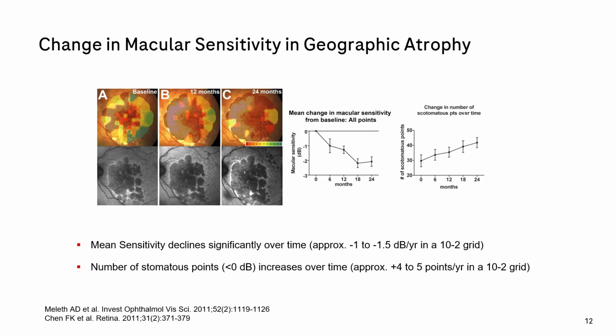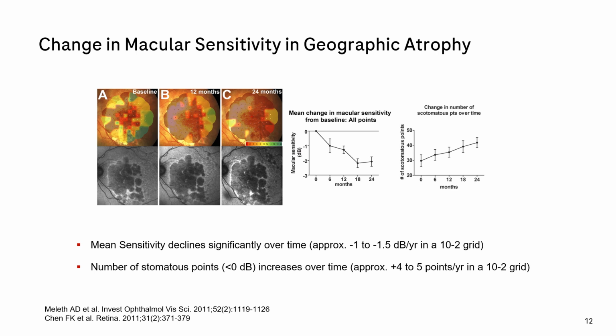In geographic atrophy, you can of course apply standard grids, like here the 10-2 grid with 68 points across the central 10 degrees. And with those standard grids, you can measure change over time. However, the rate is quite variable and it's rather slow. It's about -1 to -1.5 decibels per year.